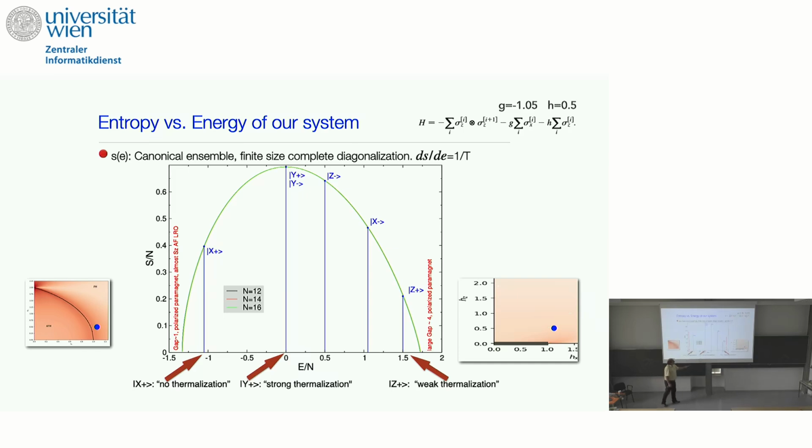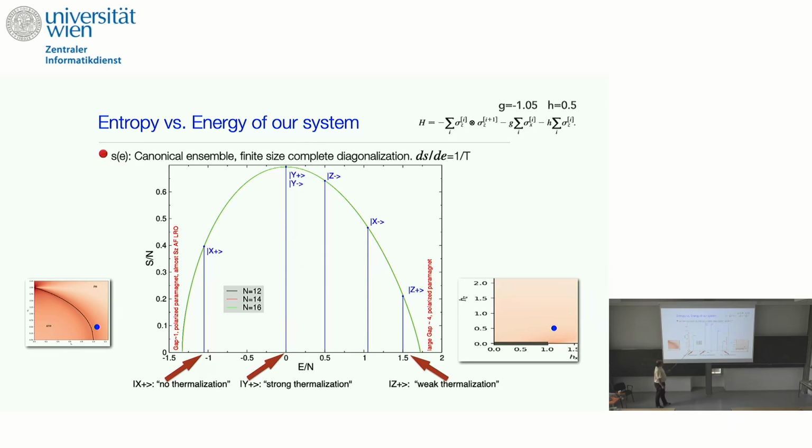So here we have energy density. Here is the left end of the spectrum. This is the right end of the spectrum. And here on the vertical axis, we plot the thermal entropy density. So it's the total entropy divided by the number of sites. So that's the entropy density.